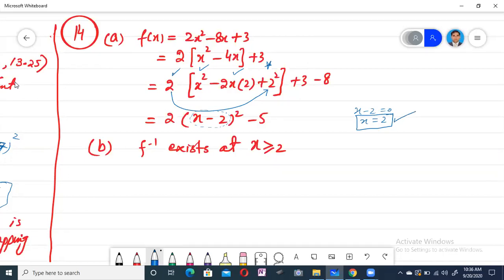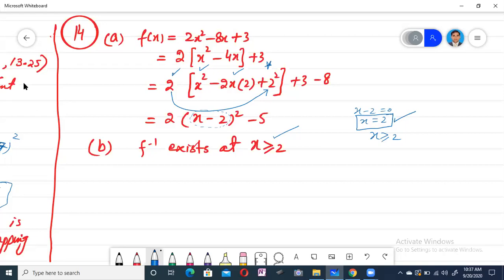It means f inverse here can exist for x greater than or equal to 2, because if less than 2 there will be, then that function f of x will not be a one-to-one function. Okay, if that will not be a one-to-one function, that will not have an inverse function. Okay, then here f inverse exists for x greater than or equal to 2. This is the solution.